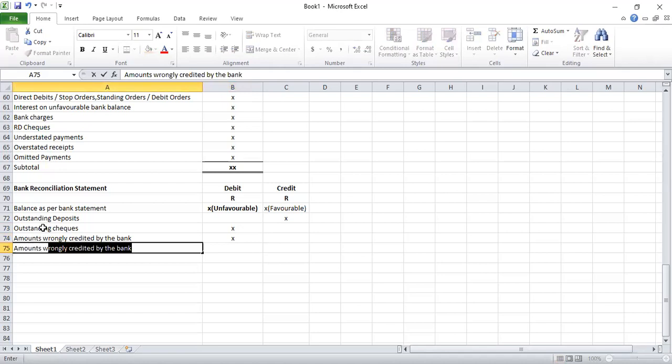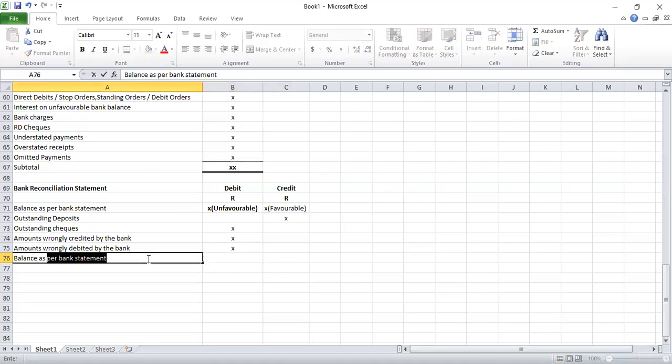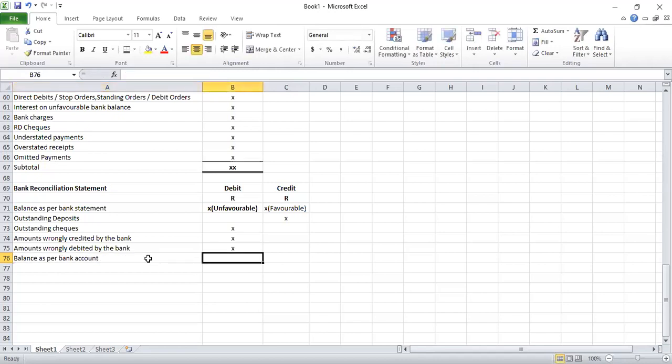Then amounts wrongly debited by the bank. Our bank can also, by mistake, record payments made by others in our account. So we'll record them on the debit side. Right. Then we also have our balance as per bank account. It can be debit. If it's a debit in the bank account, we put it on the debit side. If it's credit in the bank account, we put it on the credit side.